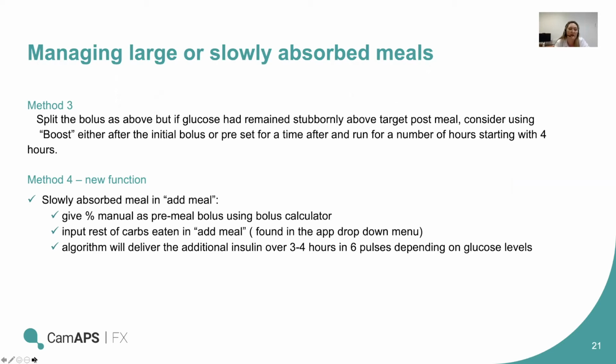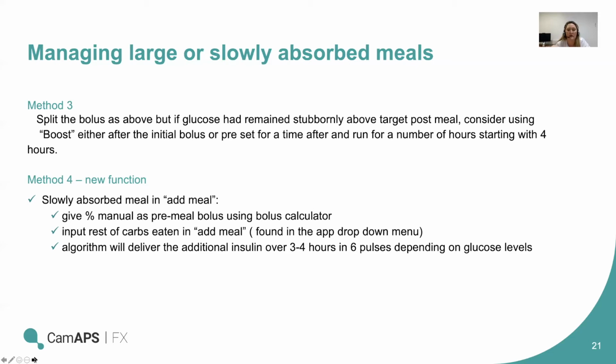If you've tried those things and you're still finding your glucose levels aren't within target in the way you would like post those kind of meals, then there's a new function that's been added to the system called slowly absorbed meal, and you find this in the add meal section of the drop down menu of the app, and I'll show you in a second where that is. What we suggest with this is that you give your percentage upfront as you would have done before, using the bolus calculator in the normal way, knife and fork icon, pop your carbs in there and deliver the bolus for the initial part of what you're eating. And then for the rest of the carbohydrate in that meal, input it in the add meal section in the drop down menu.